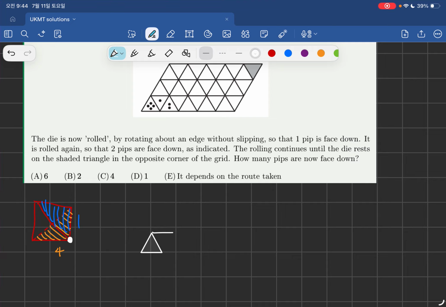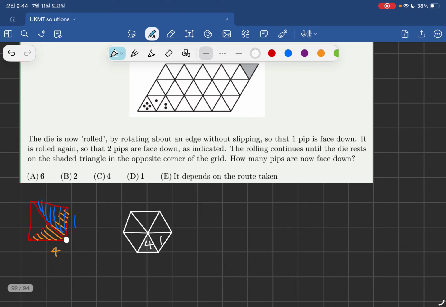We keep rolling them, although they're not that precise. But anyway, we have 4 and 1 here. Now I said we're going to roll it about this vertex, which is the same as this vertex right here. Now, because 2 is here, this number should be 3, because 2 is the face that faces down when it's not rotated about this vertex here.